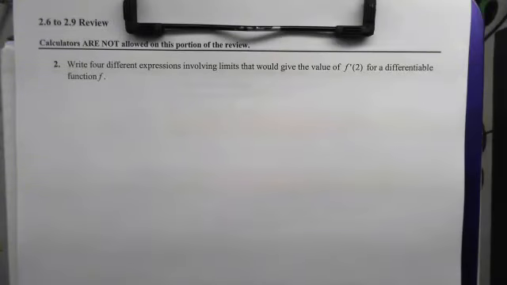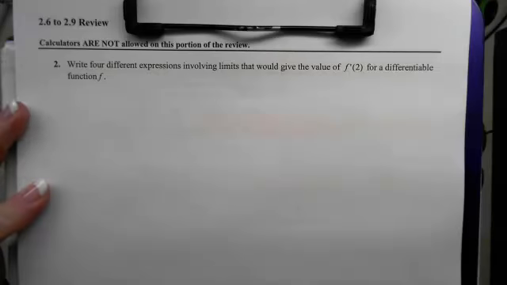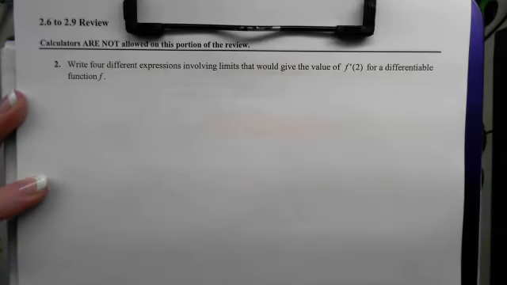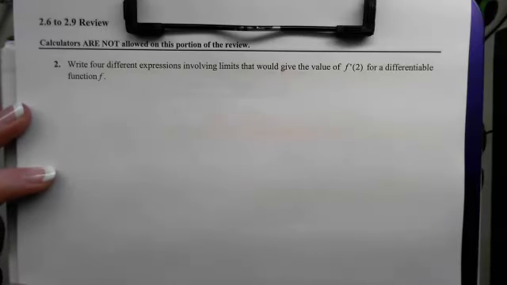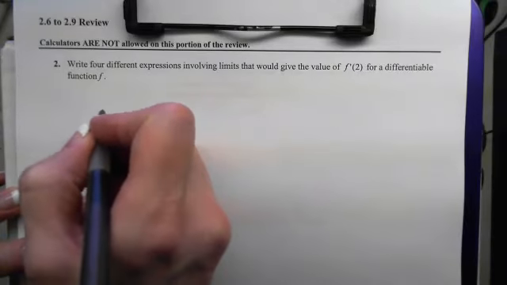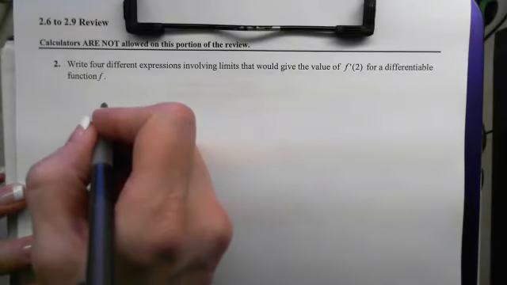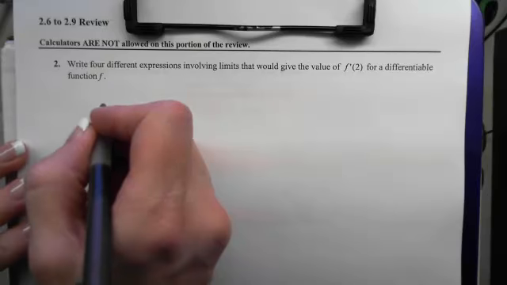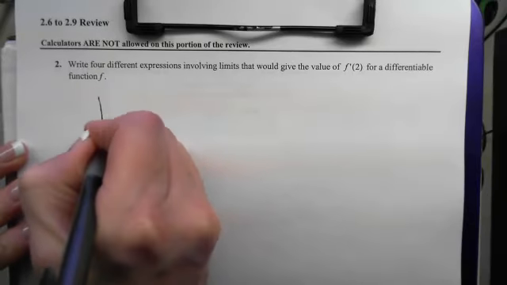This is the 2.6 to 2.9 review, number 2, and again, calculators are not allowed. This problem is a little challenging for some people because we want to come up with different expressions involving limits that would give us the value of the derivative of f at 2 for some differentiable function f. So what we have to do is think about how we developed the definition of the derivative of f at a specified point.